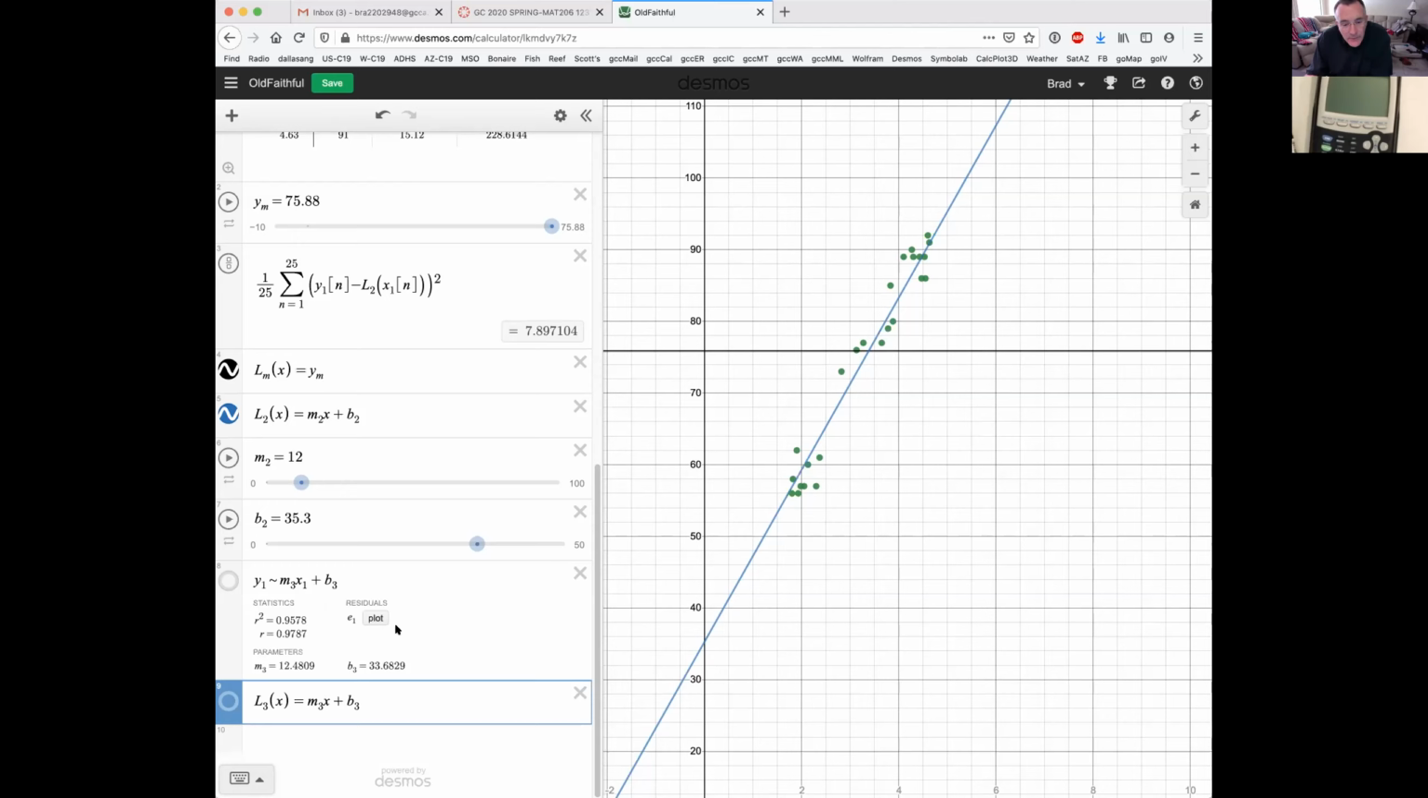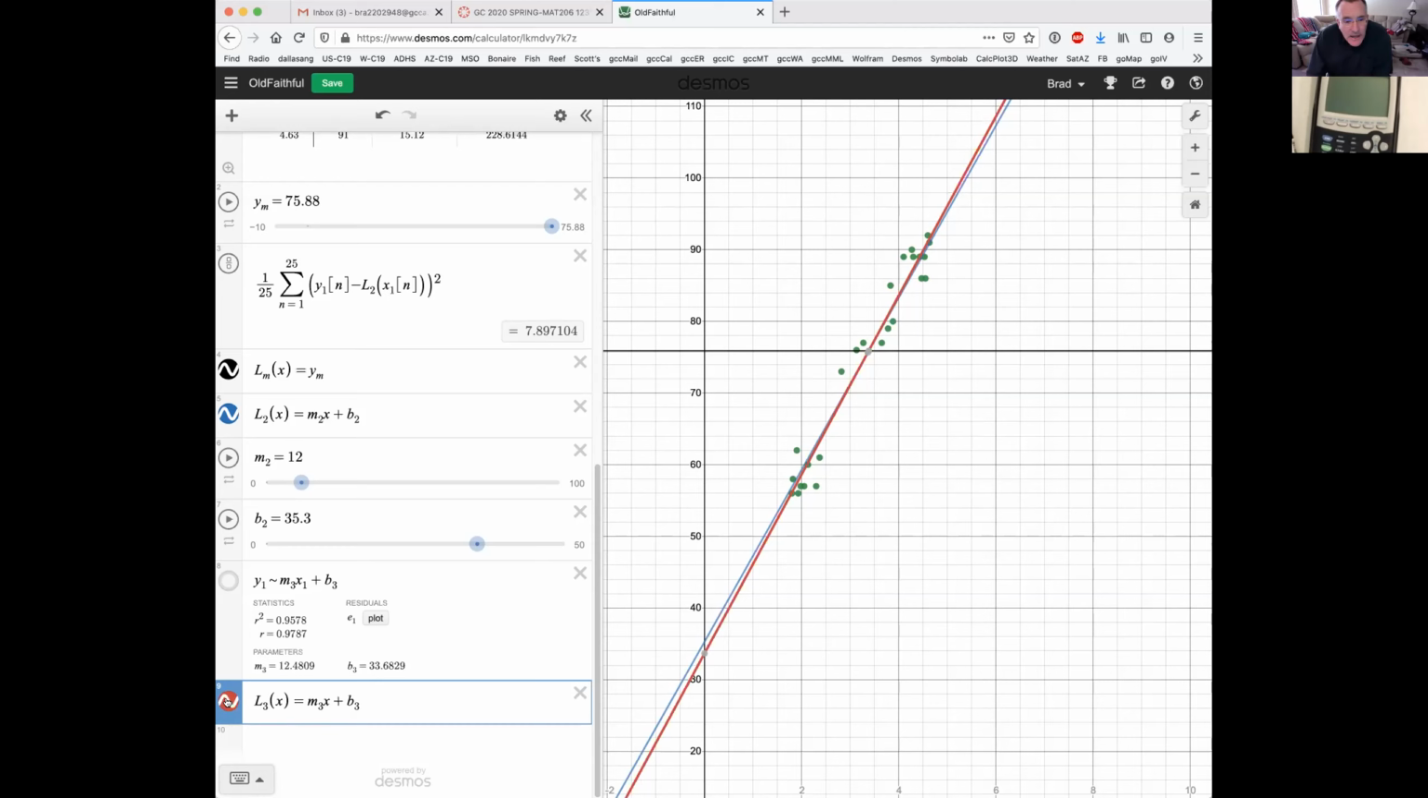And then Desmos goes off and does its thing. So it says, hey, you know what? If your slope is 12.48 and your intercept is 33.68 or so, it's going to fit even better than the one that you came up with. Okay, so what did we get? We got 12 and 35.3. And what did Desmos get? Desmos got 12.48 and 33.68. And then I said L3, our third line, is the M3 that it calculated, X plus B3. I'll turn it on so you can see it. Boom. Okay, so ours was the blue line, and Desmos got the red line. And it turns out that the red line fits just a little bit better than ours. But you can see that just by estimating the line through the data, we did a pretty good job. I mean, we were pretty close.